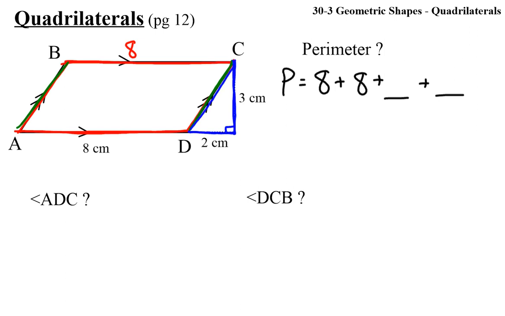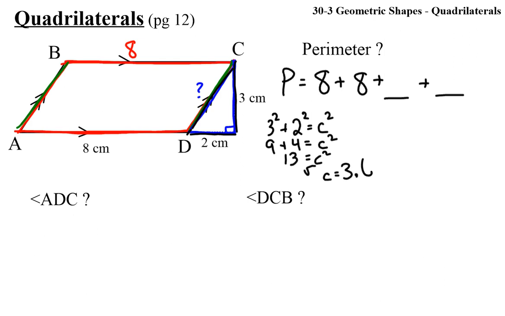How can I figure out this unknown side length? Well, a right triangle, we can use Pythagoras. So this blue triangle now, we're trying to find the hypotenuse. So a squared plus b squared will equal our unknown hypotenuse squared. 9 plus 4 is equal to c squared, because we're just using Pythagoras here. 9 plus 4 is 13, but we always finish Pythagoras by square rooting. Square root 13, and we get a value of 3.6.